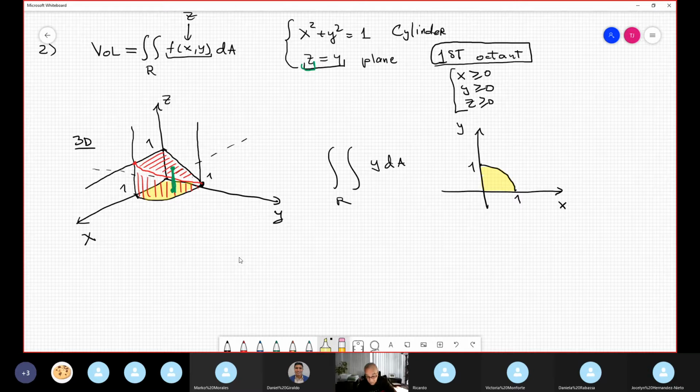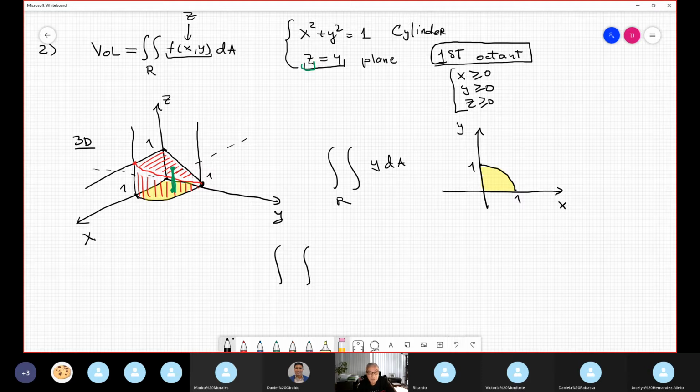Now, in my opinion, the best way to set up the double integral in this case is using polar. How do you know it's polar? It's polar because it's a circle. On a circle, semicircle, quarter circle, the full circle, it is obvious that it is much better doing it in polar. So now, let me set up this double integral in polar.